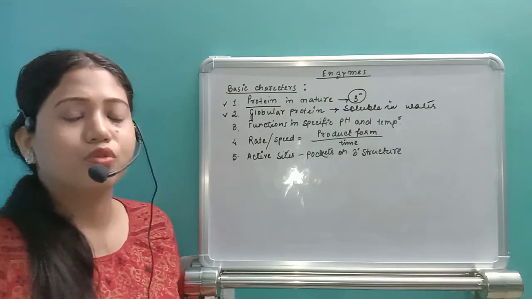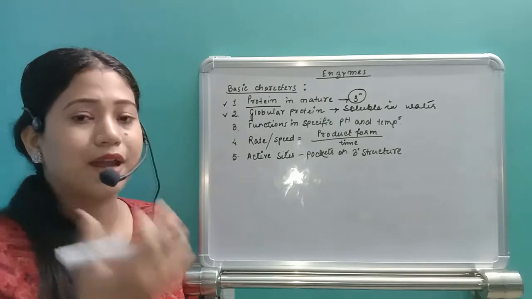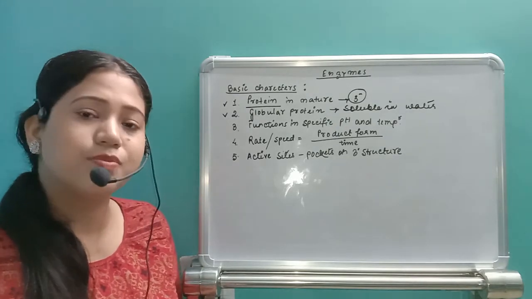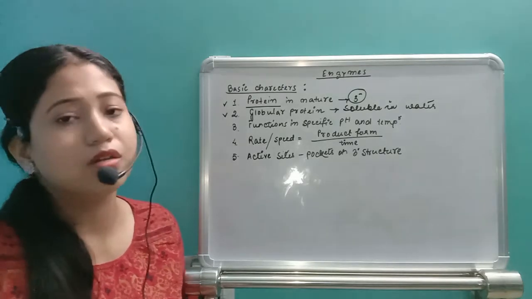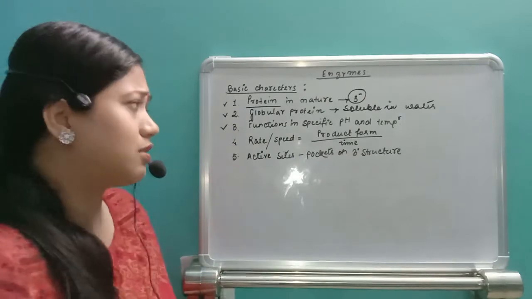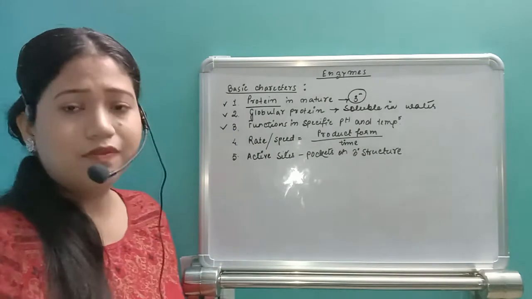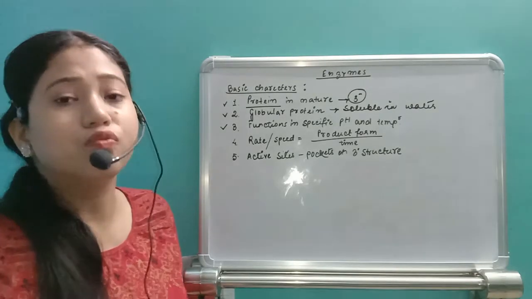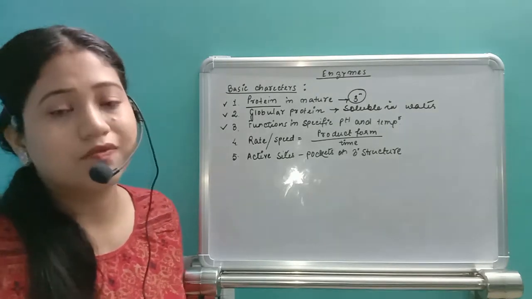So in water, how can the enzymes work? By the process of diffusion. Diffusion occurs, the enzyme attaches to the substrate, and then it forms the product. The next very important thing is that it functions at a specific pH and temperature. Any type of enzyme requires a specific pH to work.